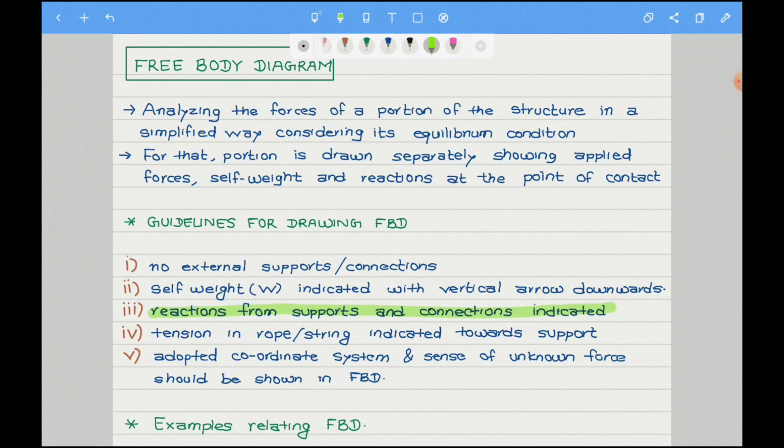while drawing the free body diagram. The fourth point suggests that the tension in a rope or a string should be indicated towards the support. So if the body is hanging with a rope or a string, then we will be representing the tension in that particular rope or string towards the support while drawing the free body diagram.